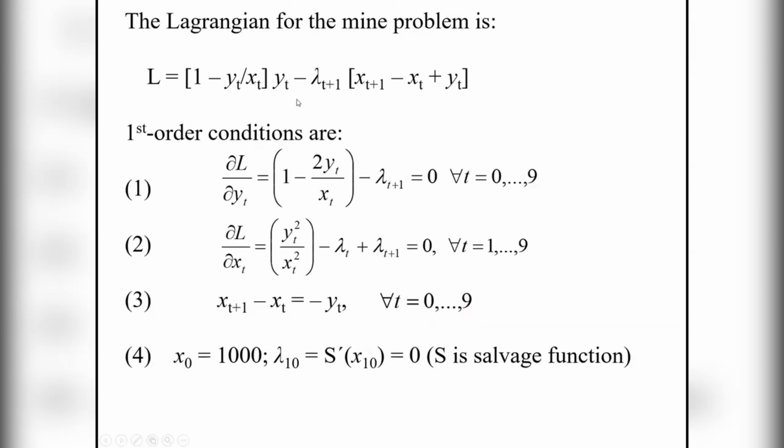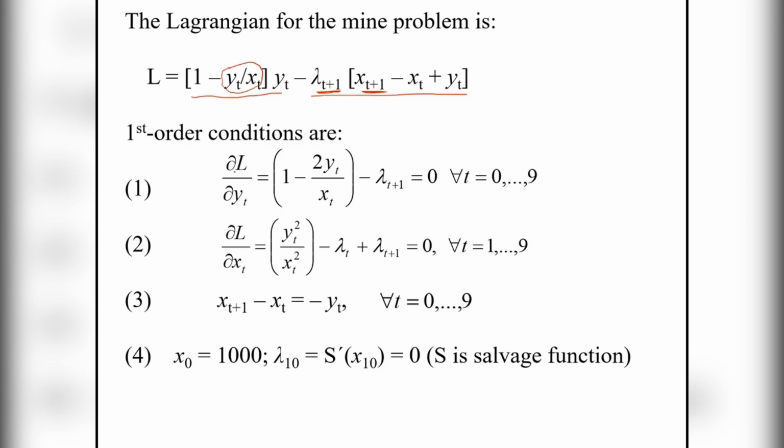Well, we form our Lagrangian for the mine problem as usual, and again a key value here is the choice that we make with regards to that little y over x t. So here's our Lagrangian. This is the objective function again, and then these constraints, where we have a t plus 1 here.